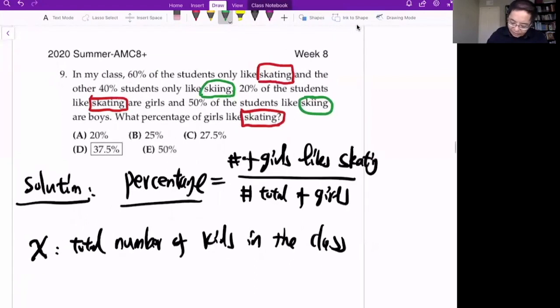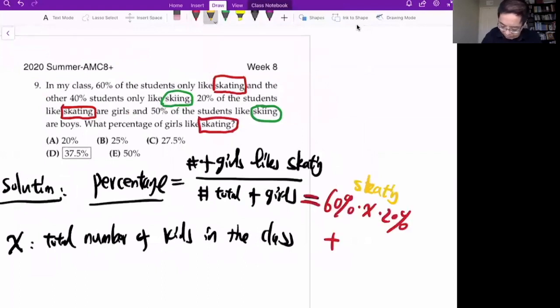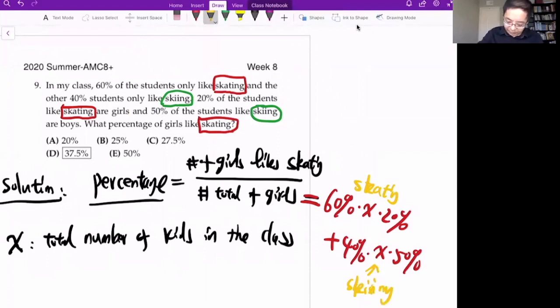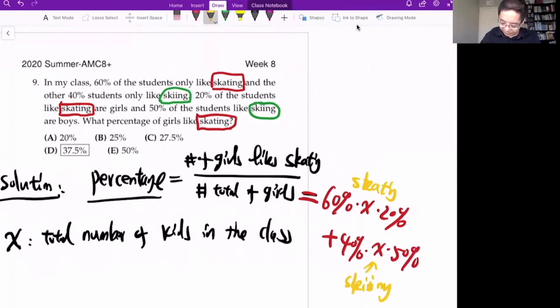Now we can calculate the total number of girls. 60% like skating, and this is multiplied by X. Among skating, 20% are girls. So this is 20%, and this is from skating. Then you add the portion of skiing, which is 40%, and among those 40%, 50% are girls. So this is from skiing. For the upper part, the number who like skating is exactly this part, so that's 60% times X times 20%.